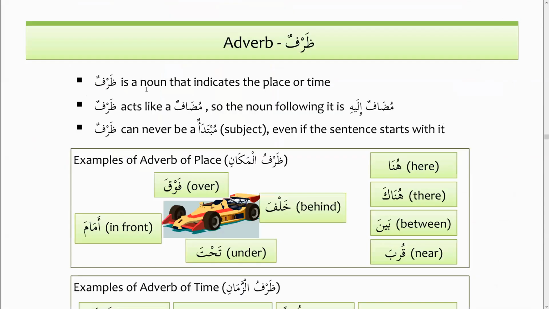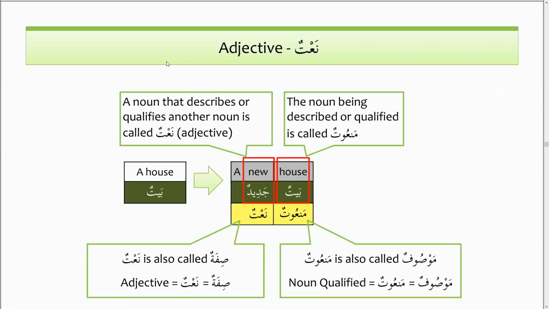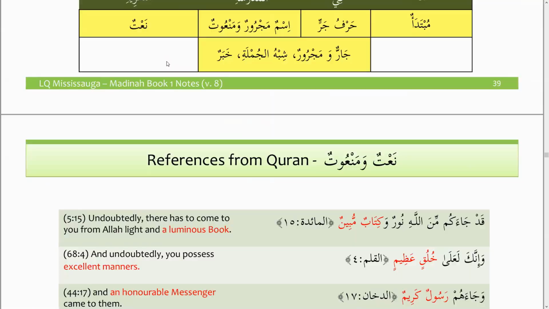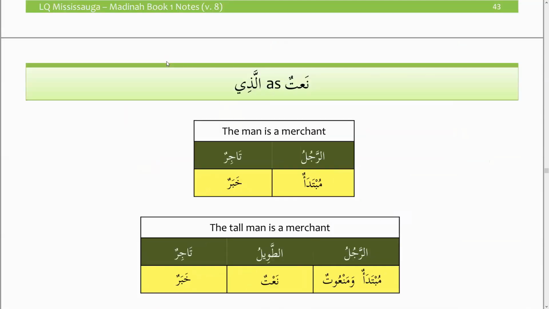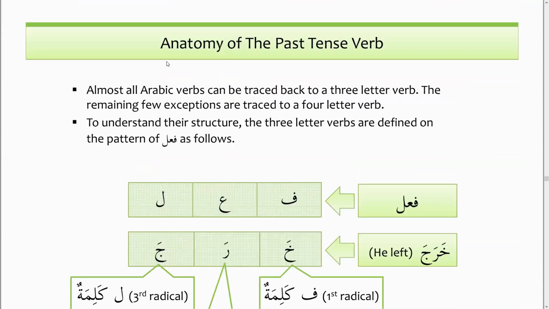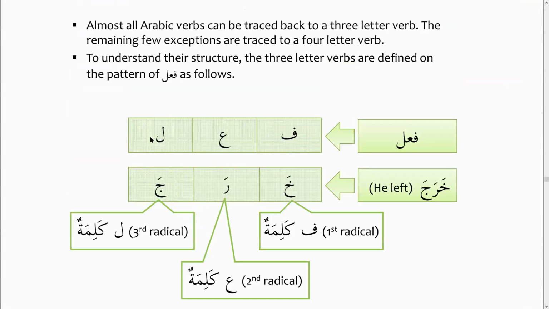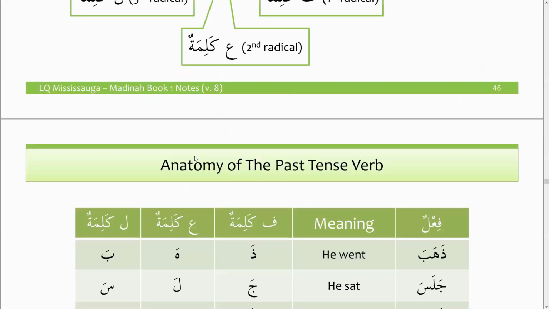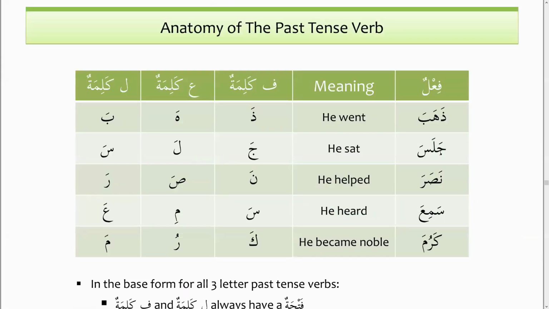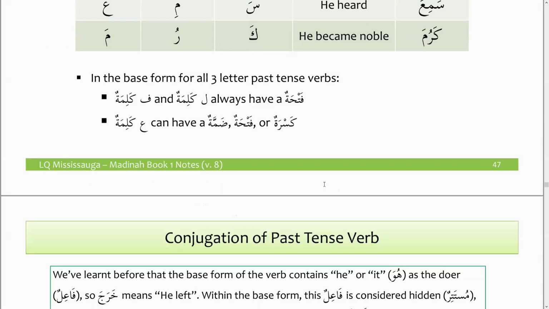Okay. So where are the broken plurals? I'll just show you the plurals. We've learned about all of this, yeah? We learned about the past tense verb, fa'ala. This is called the fa kalima. This is called the ain kalima. And this is called the lam kalima. The first letter is called the fa kalima, the second is called the ain kalima, and the third is called the lam kalima.